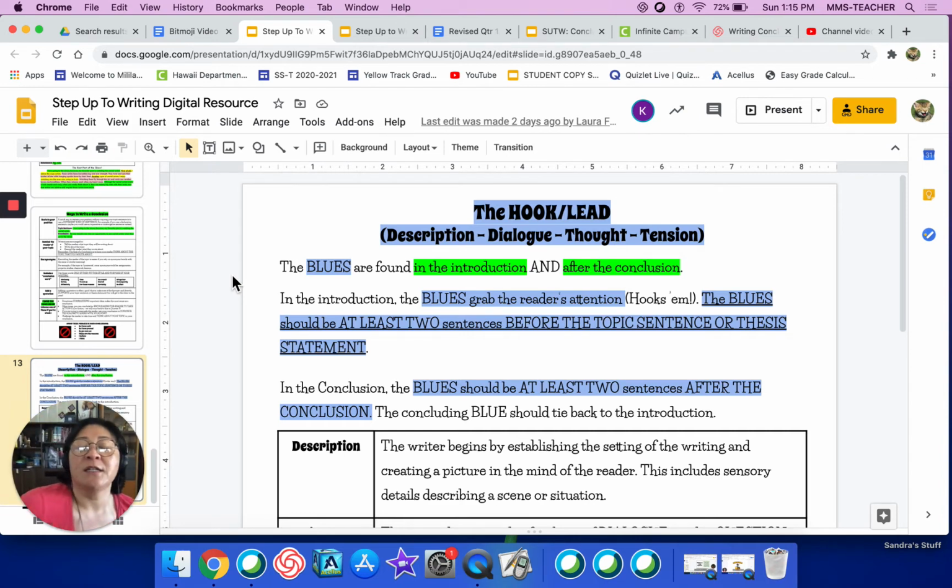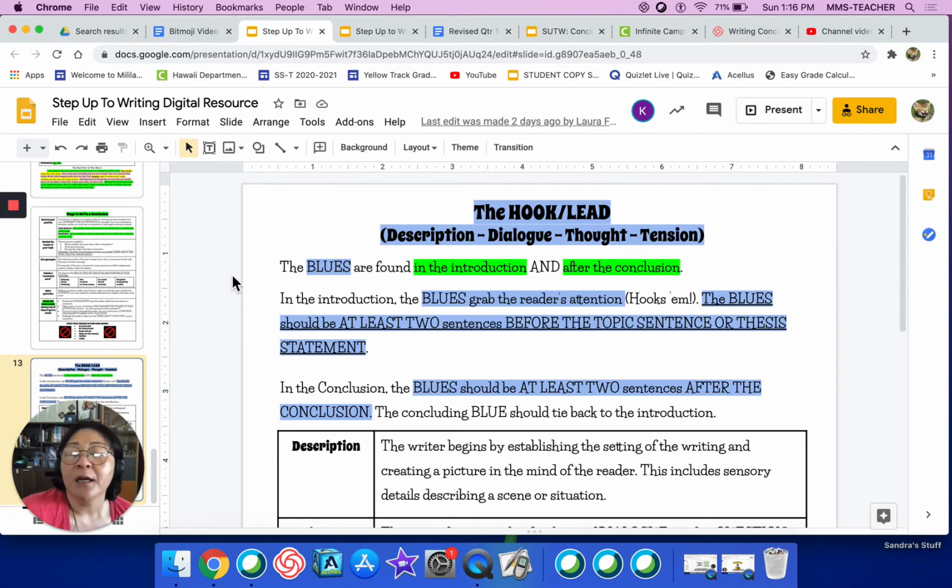The hook / lead: description, dialogue, thought, tension. So if you have a blue highlighter, please highlight that in the composition book. Okay. So we call this the blues. And the blues are found in the introduction and after the conclusion. So you want to highlight in the introduction green and after the conclusion green. So you will find a hook or the blues, well, maybe it's easier to call it the blues, in the beginning, in the introduction, and you will also find it at the conclusion.